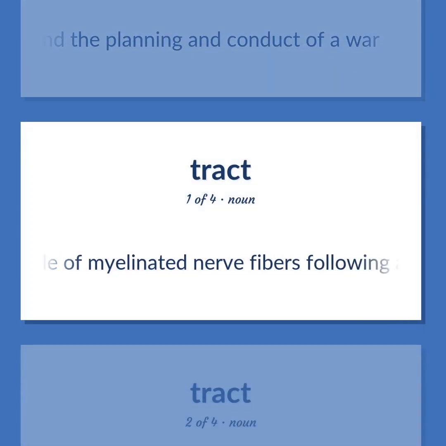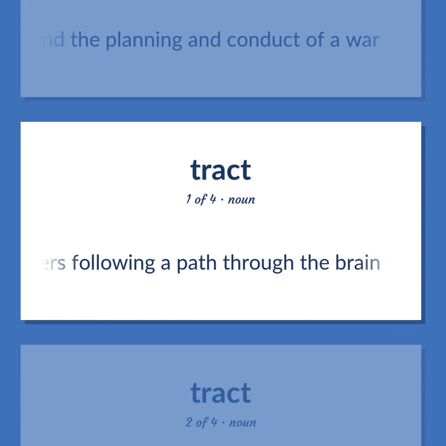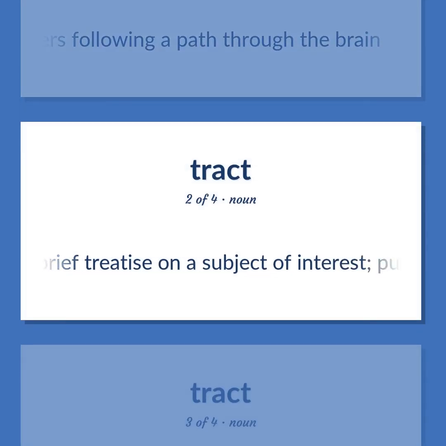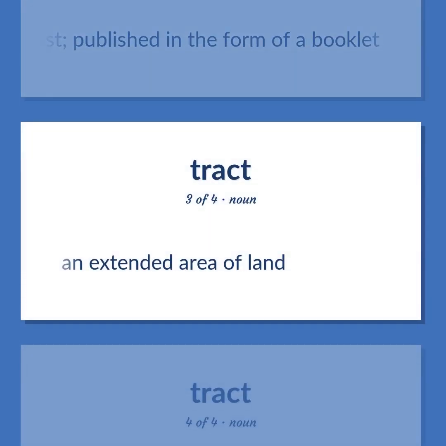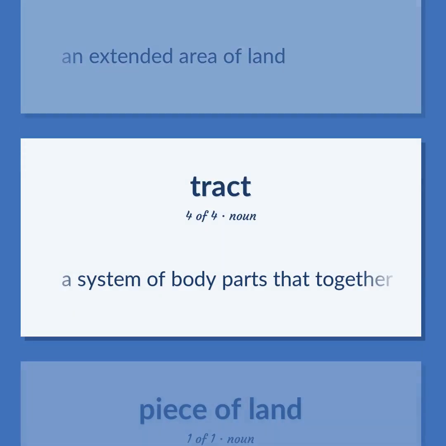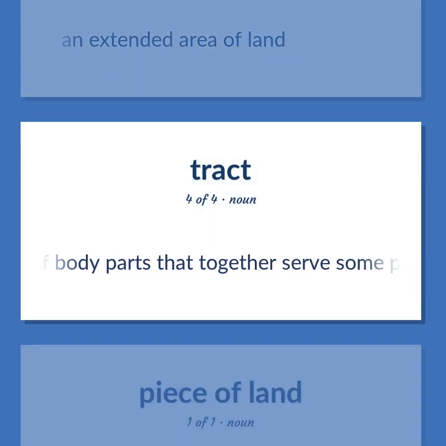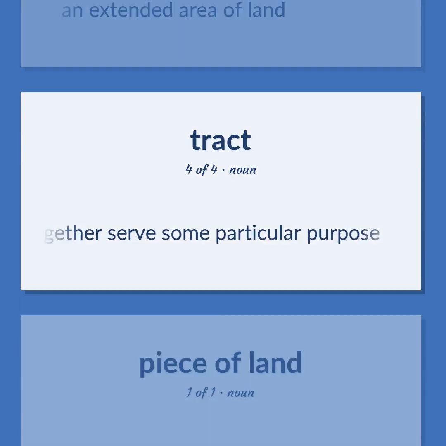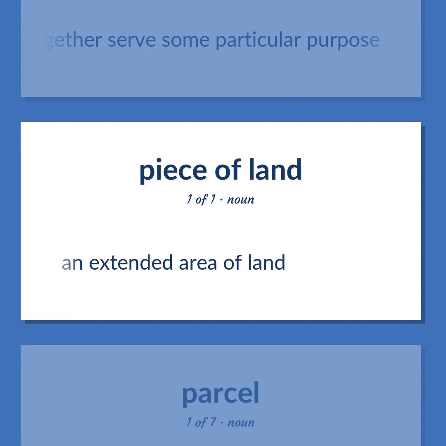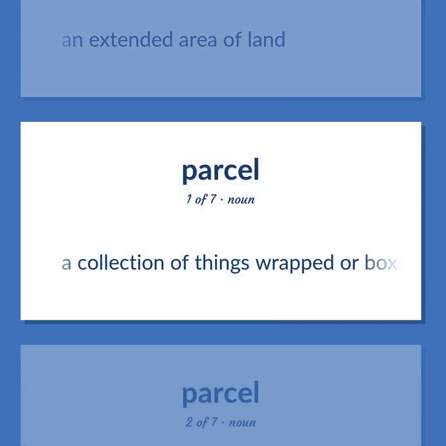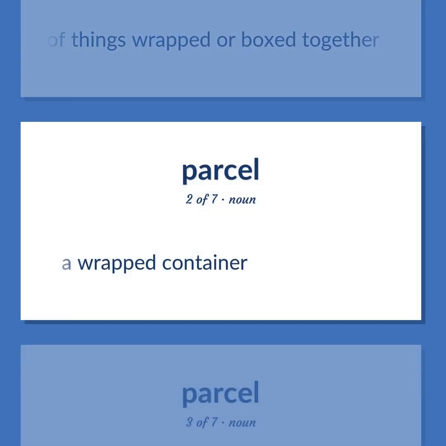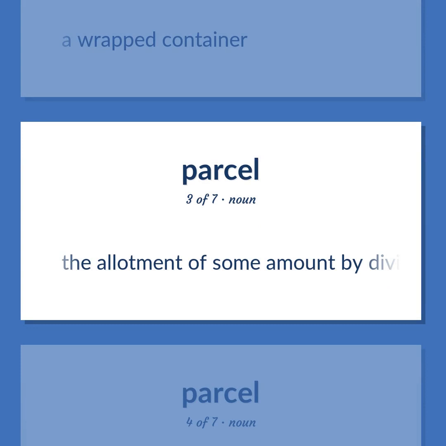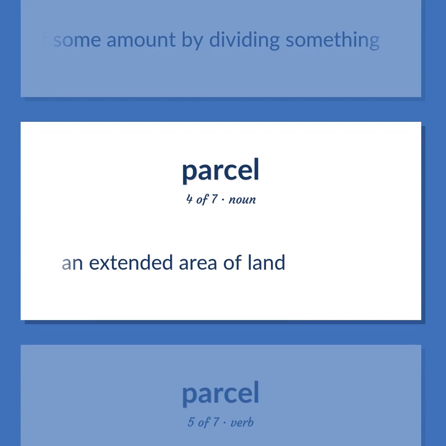A bundle of myelinated nerve fibers following a path through the brain. A brief treatise on a subject of interest, published in the form of a booklet. An extended area of land. A system of body parts that together serve some particular purpose. An extended area of land. A collection of things wrapped or boxed together. A wrapped container. The allotment of some amount by dividing something. An extended area of land.